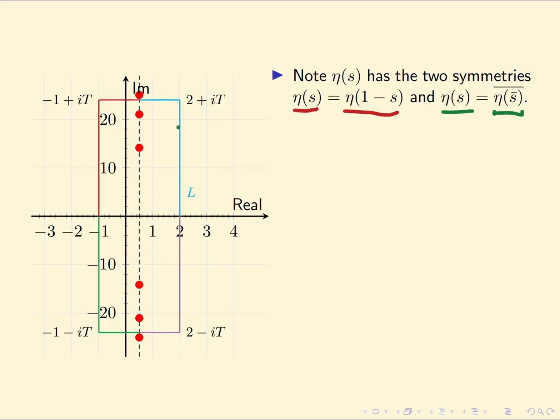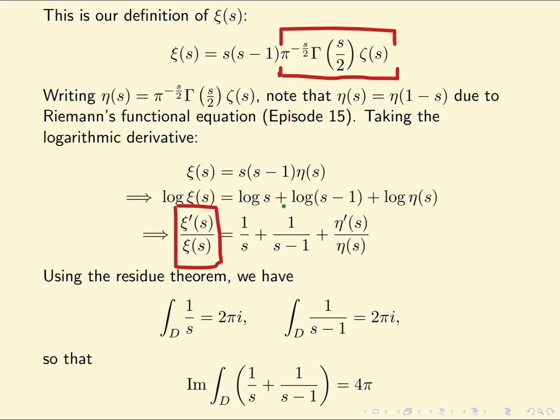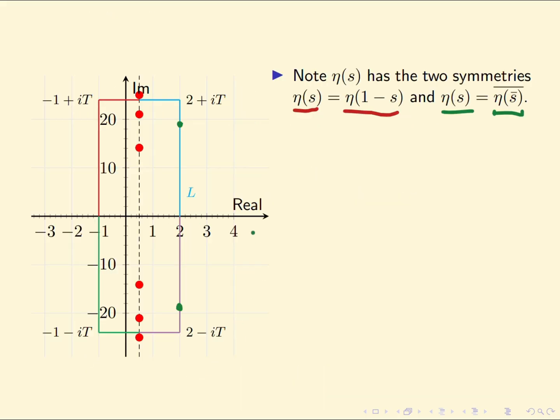And what this says is that if you take eta of any point, like let's say here, then eta of the point, if you reflect it across the real axis, is going to be the complex conjugate of the value at this point. And moreover, I'm going to go back to this integral, since we're looking at the imaginary part, the value of the imaginary part of eta here is just negative the value of eta over here.